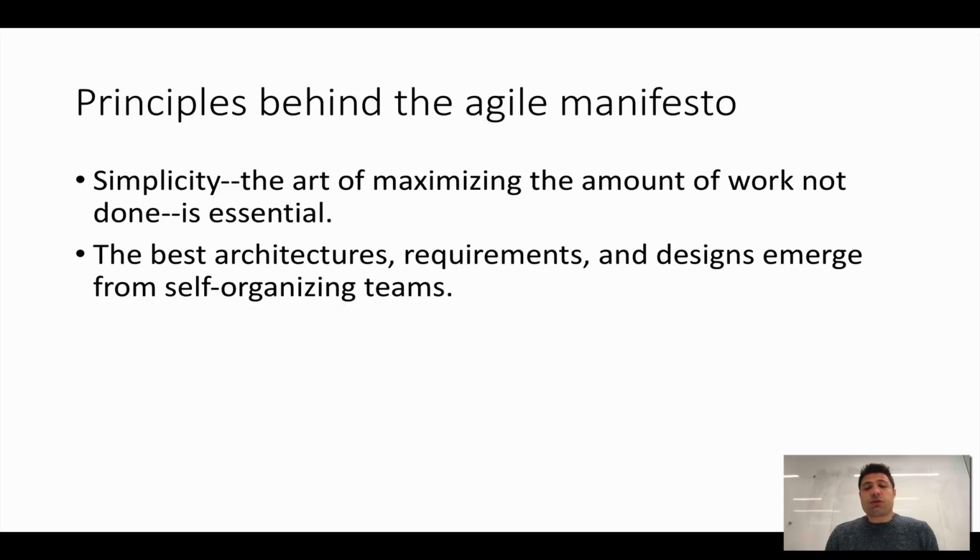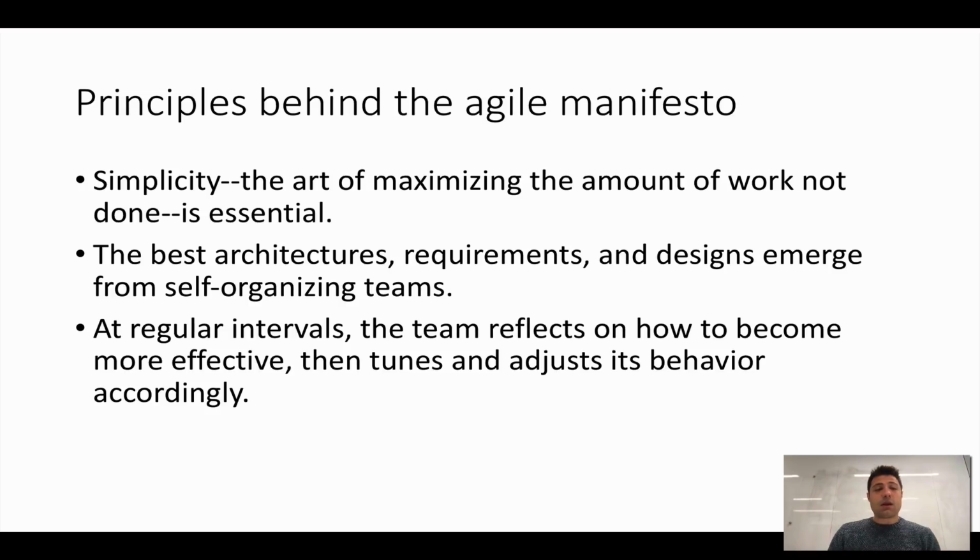The best architectures, requirements, and designs emerge from self-organizing teams, and in here they are saying that as soon as you have a team and this team can self-organize, so the team decides how they do the job, the best decisions will naturally emerge because you have a team composed of amazing people, and these people together will come up with the best decisions. And at frequent intervals, the team reflects and adjusts. This means continuous improvement. We're always looking at what we're doing and looking for ways to improve it.